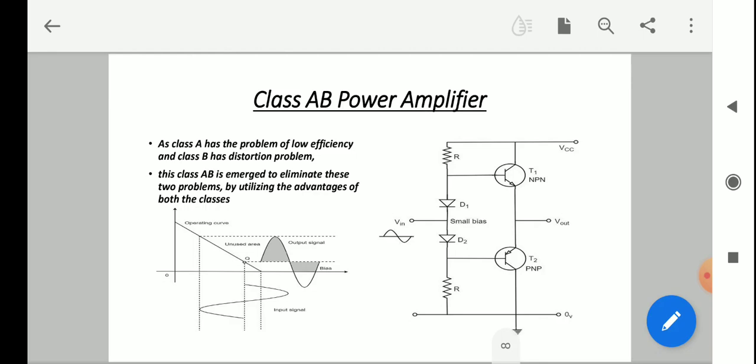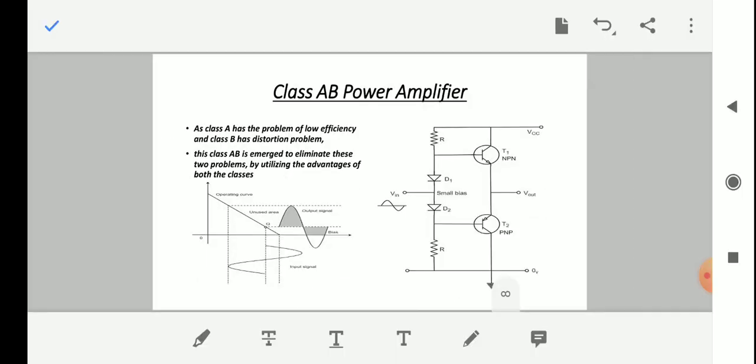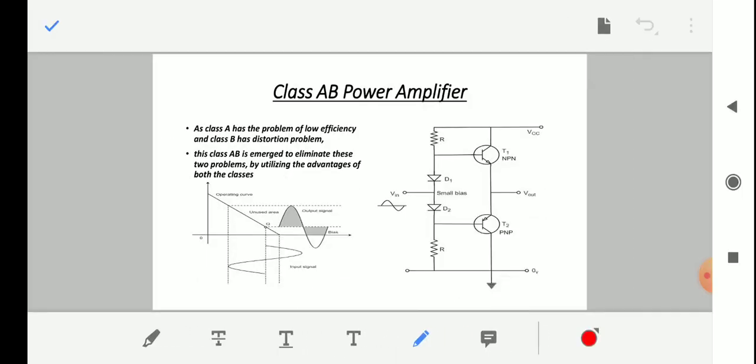So there is a slight circuit arrangement change in class AB amplifier as compared to the class B amplifier. The two resistors are connected with the diodes D1 and D2, and one NPN and one PNP transistor is used in this circuit. First we will see the output IV characteristics of the class AB amplifier.